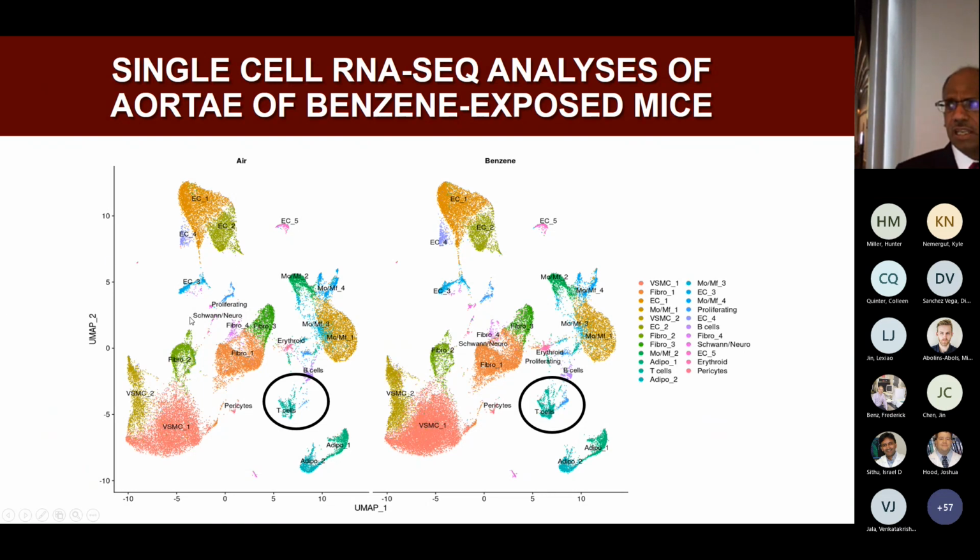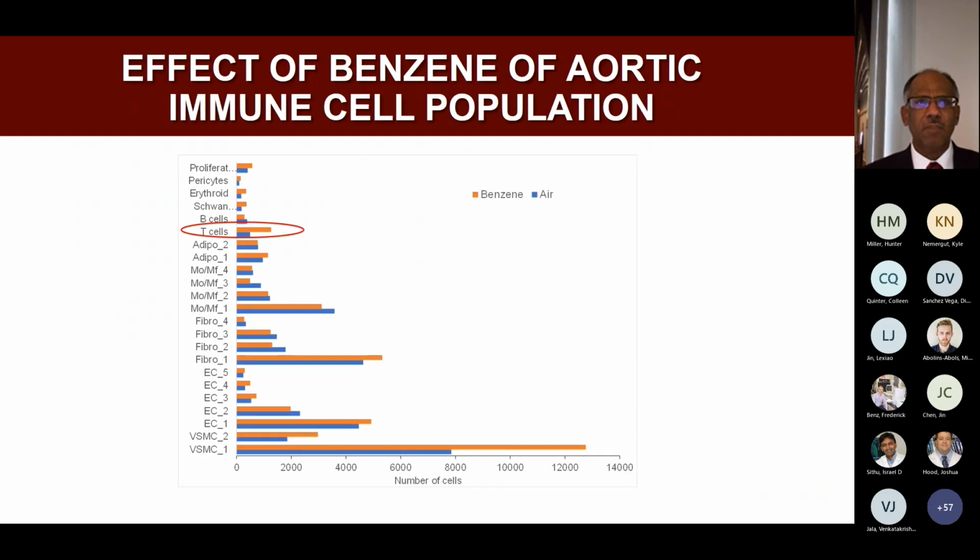So we did single cell RNA-seq of benzene exposed mice. And what we found is that there were 23 different populations of cells we could detect, several populations of T cells, endothelial cells, and macrophages. What was really striking was that the T cells were increased in the benzene exposed mice. That got us interested in looking at some of the greater details, and then Igor started analyzing some of the data.